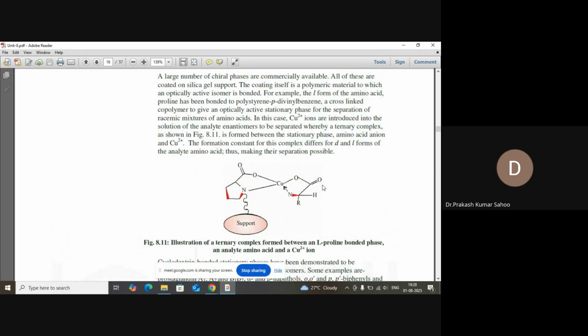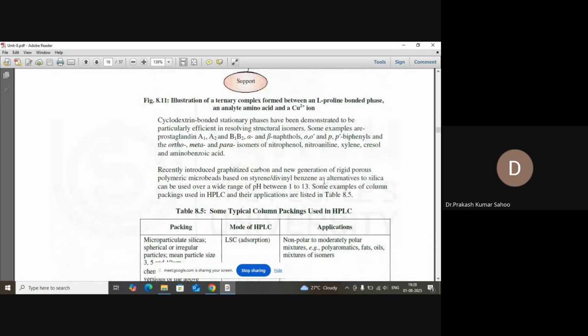Also, some might pronounce it as the chiral. So both pronunciations are correct. You may pronounce it as chiral or chiral. Then the chiral centers, when it is used, it is known as chiral chromatography.